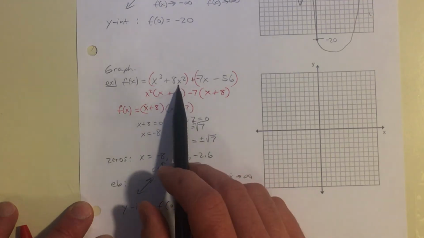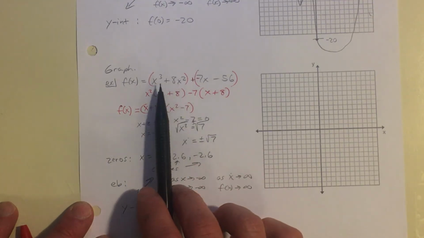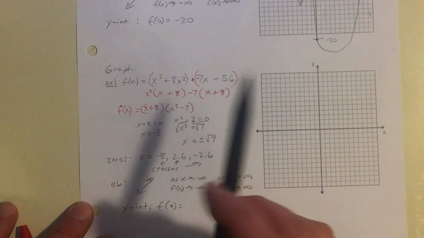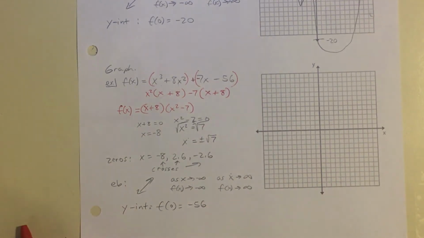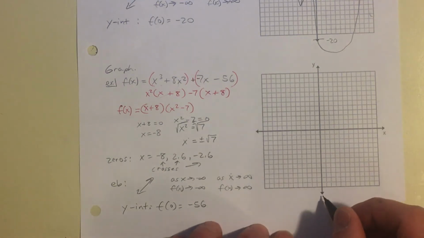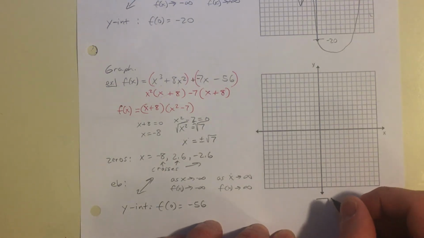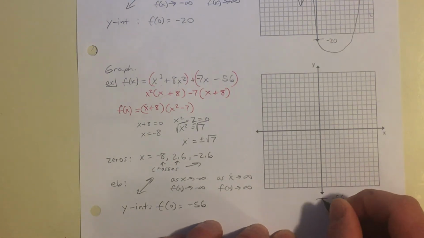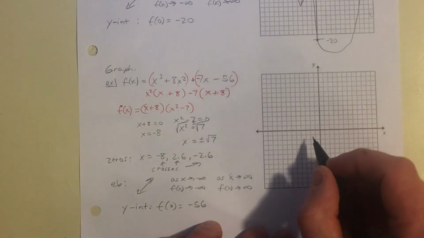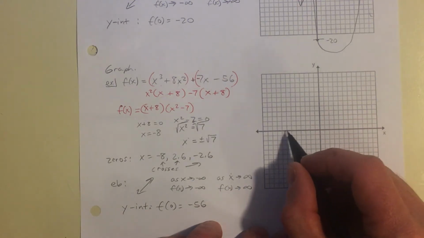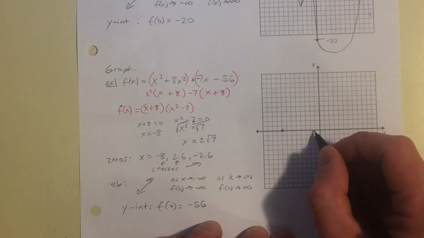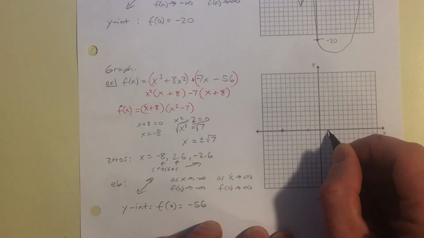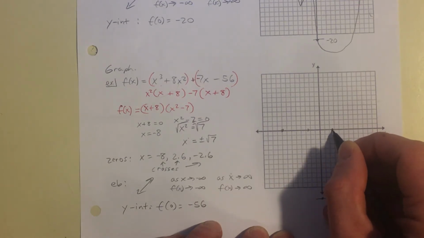And let's go back up to the original problem. 0, 0, 0, negative 56. And that's way off our chart, so we'll just go down here, make a mark, negative 56, put a dot at it. Our zeros are at negative 8, negative 2.6, positive 2.6.